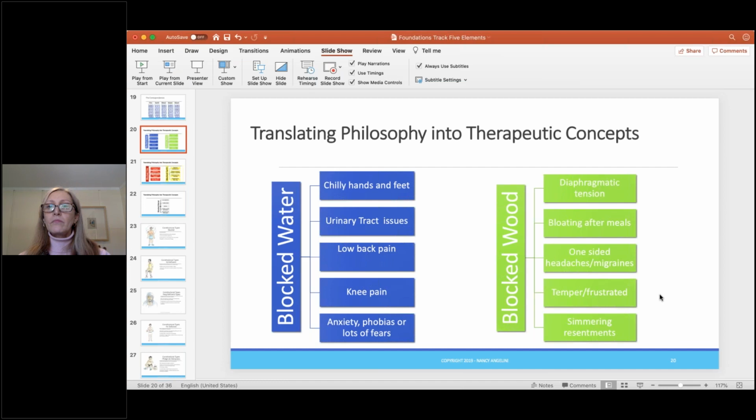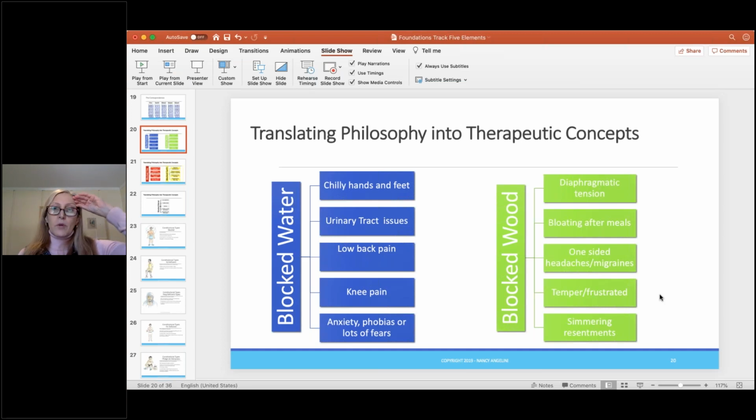Okay, blocked wood. They'll have diaphragmatic tension. What that means is they hold their breath because they're working so hard, they're not even thinking about it, and they won't take a deep breath. But also sometimes their digestion gets really blocked right here in the middle jiao, and they just feel stuffed in that middle area, right? They'll bloat after meals. They'll complain, it doesn't matter what I eat. I changed my whole diet and I bloat. That's blocked wood.